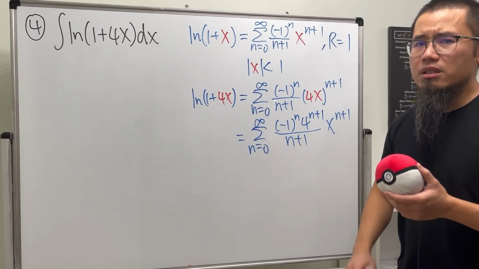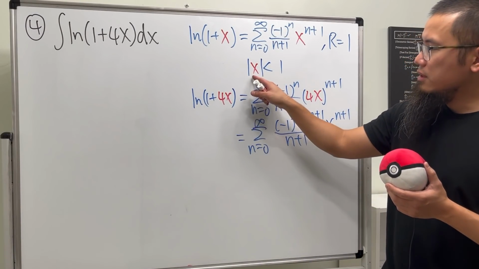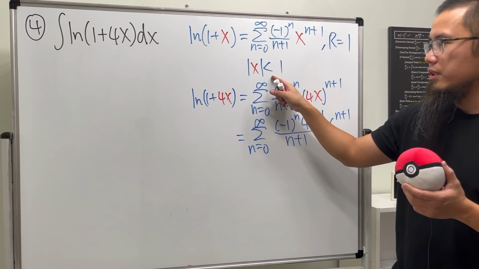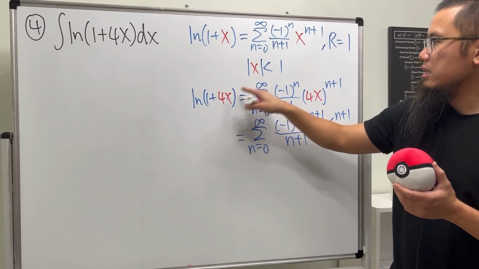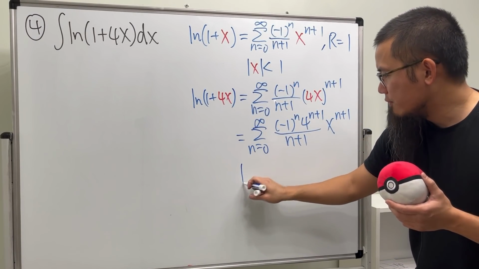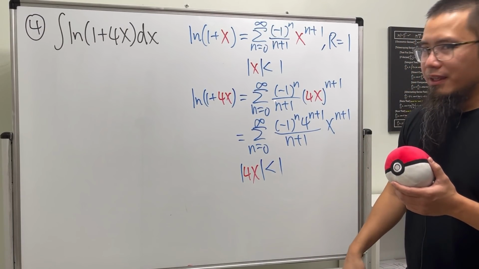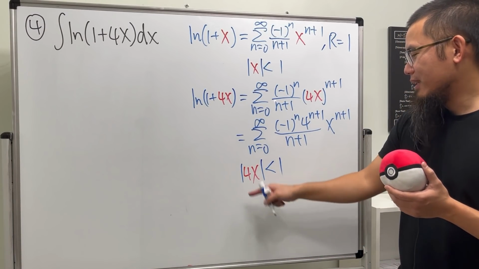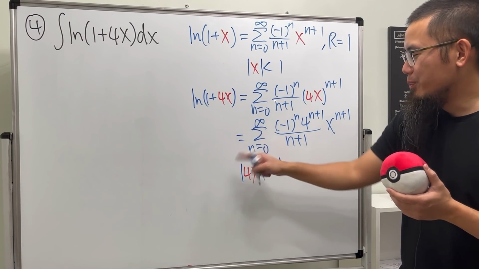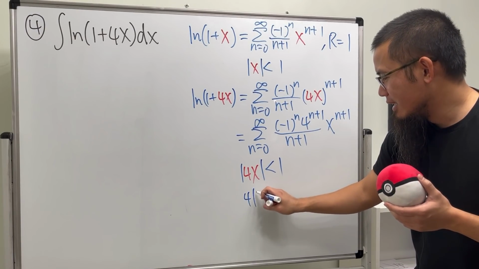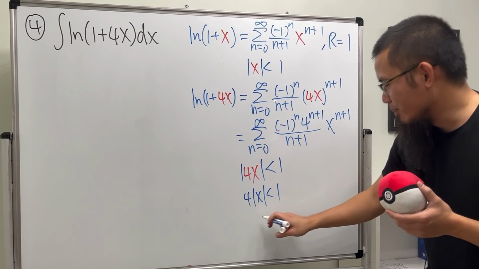Okay, what's the radius of convergence? This is the time that we have to utilize the inequality here. We are going to put the 4x in here. So the absolute value of 4x, this right here, has to be less than 1. Solve this whichever way that you want, but to do it in a detailed way, you put the 4 on the outside first, and then divide the 4 on both sides.